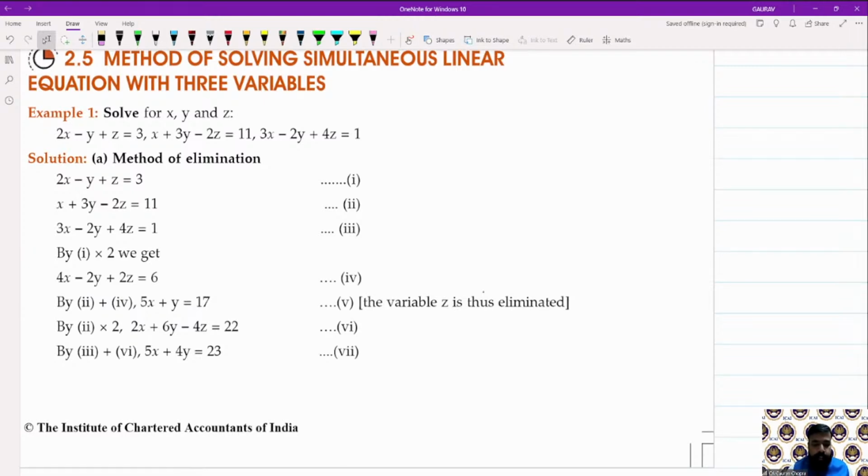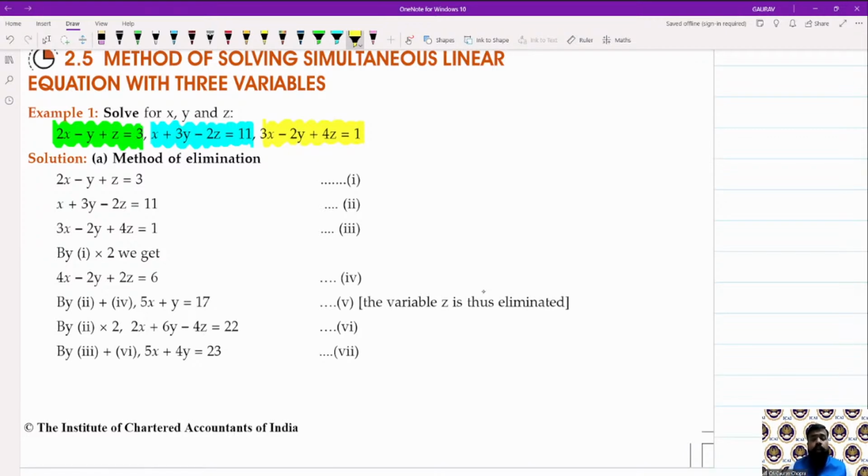So let's write the equations. The first equation is 2x minus y plus z equal to 3. This is the first equation. Then the second is x plus 3y minus 2z equal to 11. The third equation is 3x minus 2y plus 4z is equal to 1. So these are the 3 equations.